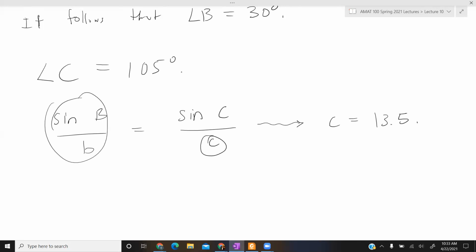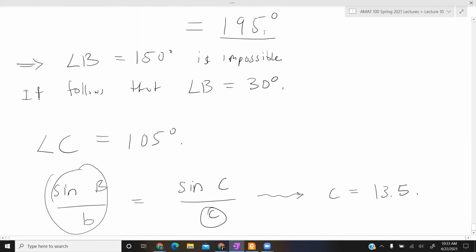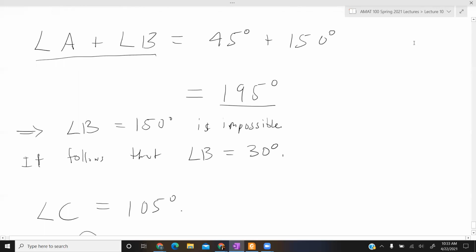And this is the case of ambiguity. It seemed like we could have one or maybe two triangles, but in fact, we could only have one triangle. Because if you imagine that B was equal to 150 degrees, you obtain this contradiction, this absurdity.